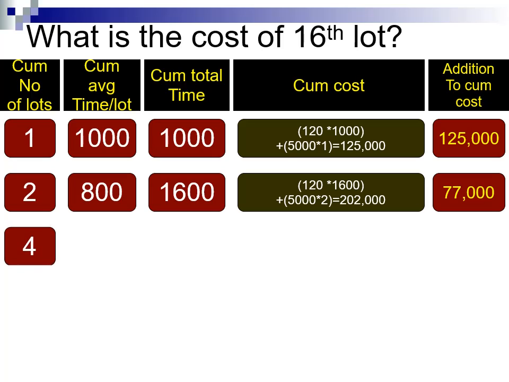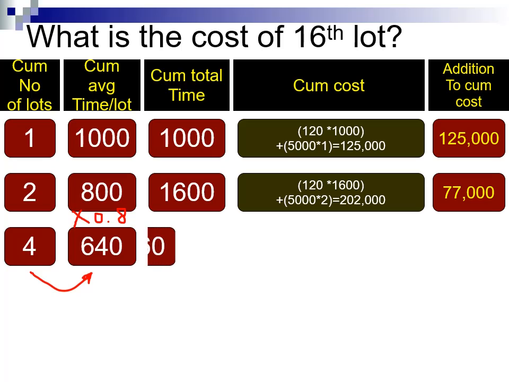The second doubling is when 4 lots are produced. The cumulative average time per lot is 80% from the last doubling, which is 800. So the cumulative average time per lot for the 4 lots is 800 multiplied by 0.8, which will equal 640. Since the cumulative average time per lot is 640 and the number of lots is 4, multiplying them together will result in cumulative total time, which will be equal to 2,560 labor hours.